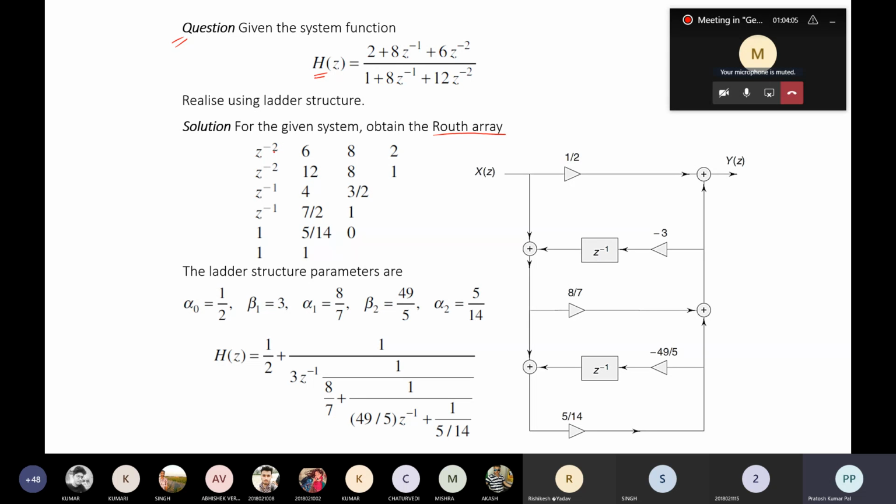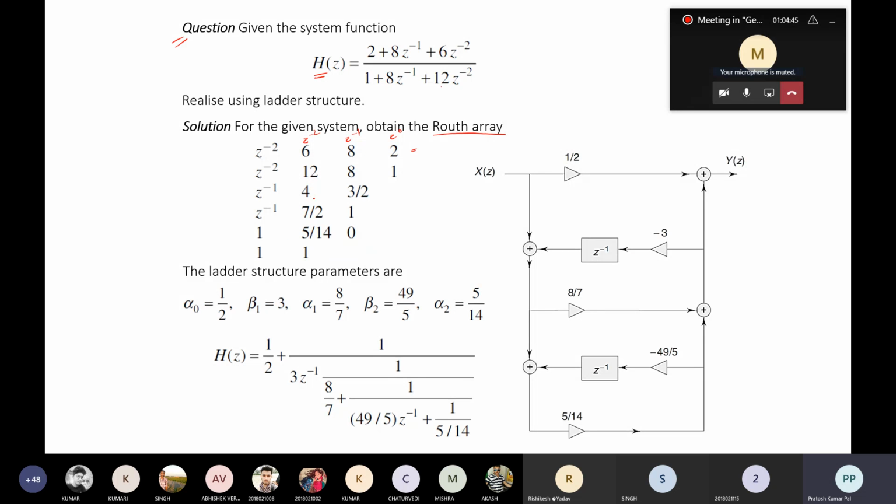In the numerator, the coefficient of z to the power minus 2 is 6, then z to the power minus 1 is 8, and z to the power 0 is 2. So we have retained the numerator coefficients. Similarly, in the denominator the coefficients are 12, 8 and 1. Now we have to find these values.